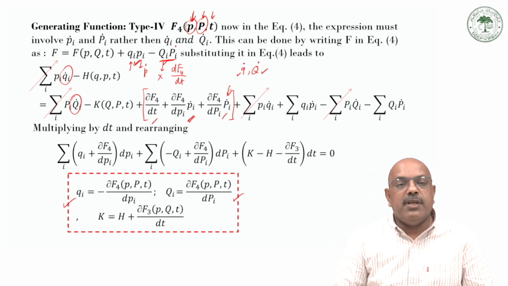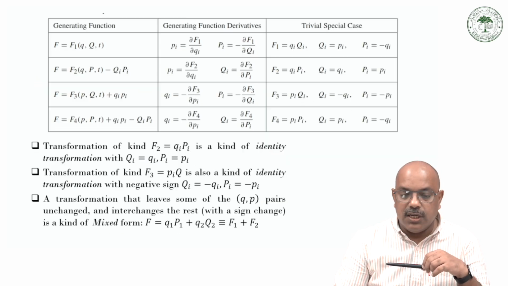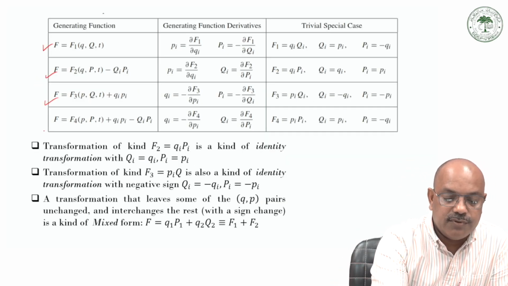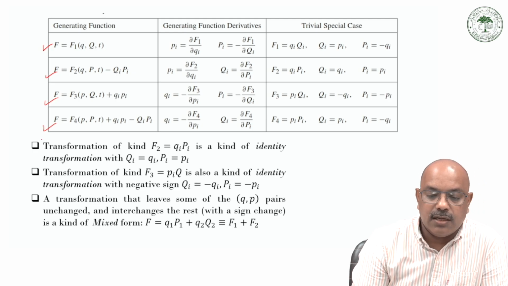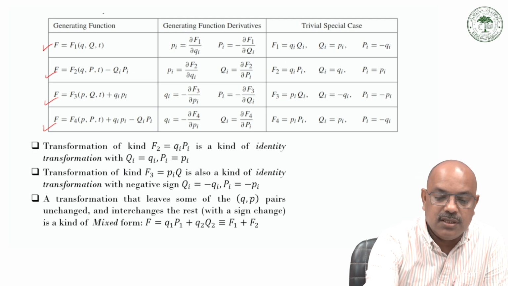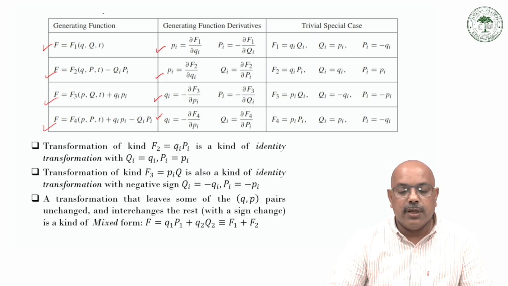Now we have four equations of motion and four generating functions, f1, f2, f3, and f4. Corresponding to the generating functions, there are derivatives. These are the derivatives which you must remember.